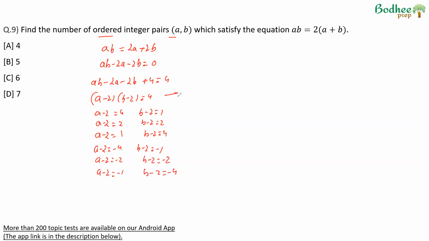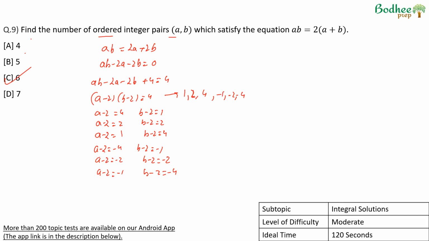Basically, 4 has three factors: 1, 2, 4. And therefore, negative also: minus 1, minus 2, minus 4. A minus 2 can take any one of these 6 values. Correspondingly, B minus 2 will take the corresponding 6 values, and 6 ordered pairs A and B are possible. 6, 2, 3, minus 2, 0 and 1.